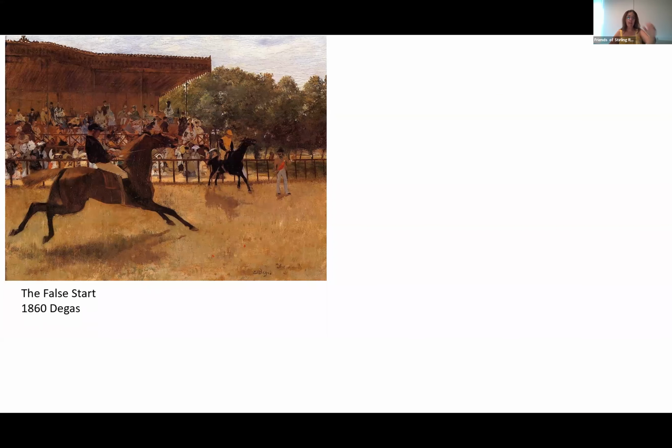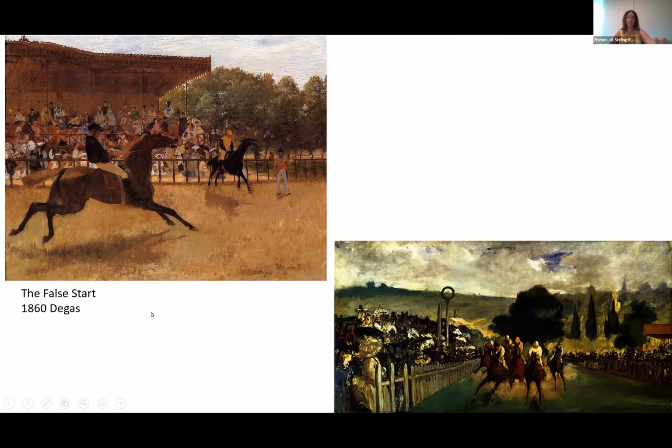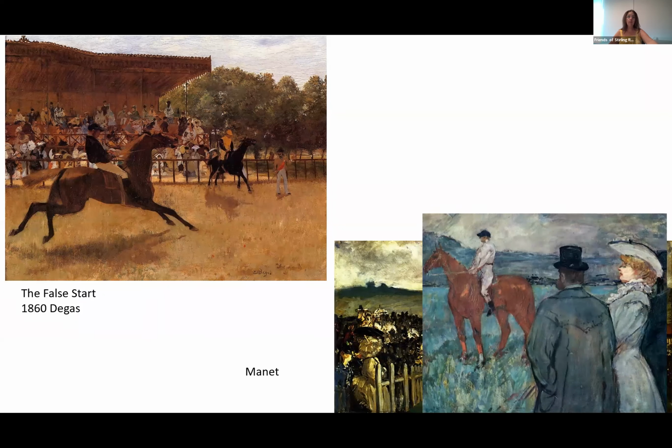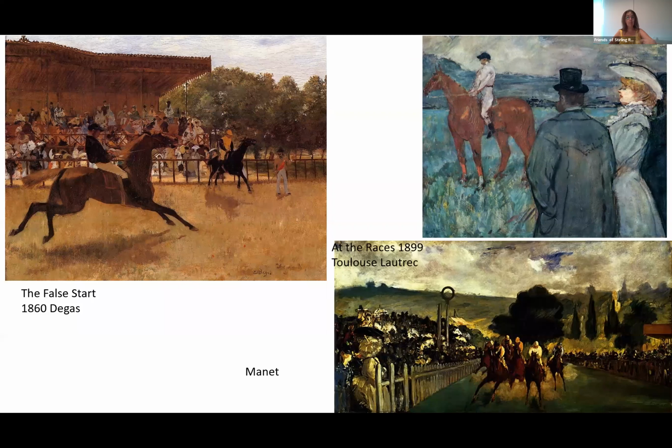Or this one by Degas. It's called The False Start. So there is a comparison. Of course, there are many artists who are going to be interested in painting horses and how they run. Even Toulouse-Lautrec later on, who is a post-impressionist, also is going to be interested in the races.